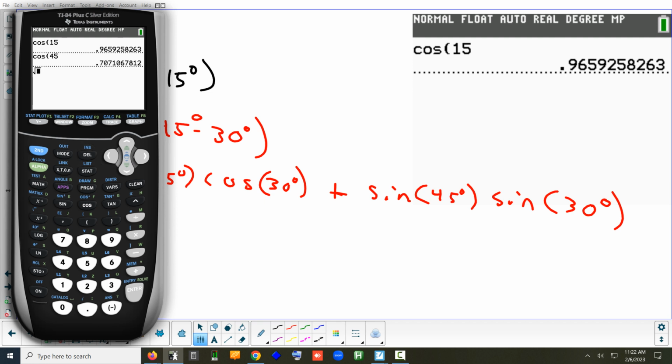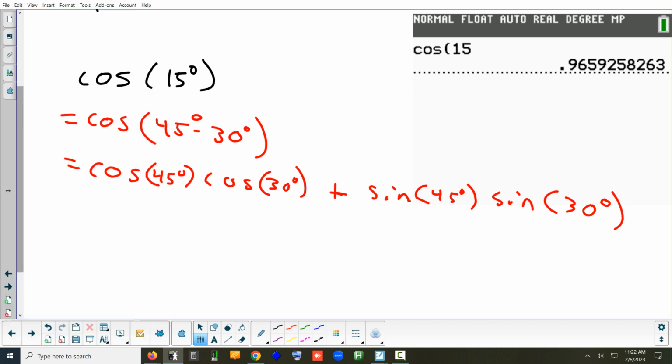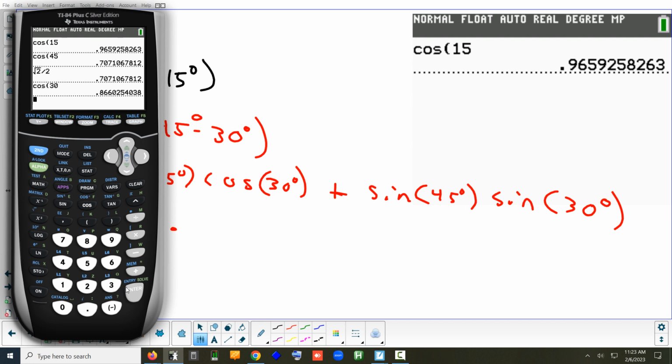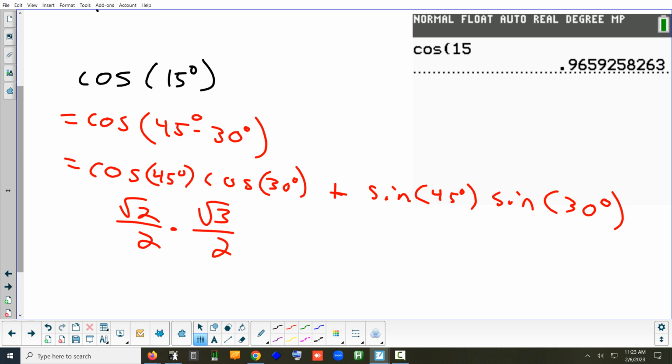I'm not going to check all of them, but I will check this one just to show you. Square root 2 over 2. So 0.707. Okay, so we got that one. Now, cosine of 30. That is 0.866. Does anybody remember what fraction 0.866 is? Square root 3 over 2. Those are pretty much the only two choices you have when you do sines and cosines. They could be positive, they could be negative. Root 2 over 2, root 3 over 2.